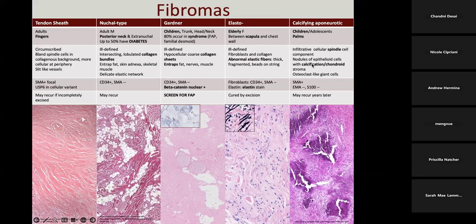Calcifying aponeurotic fibroma is this kind of granuloma appearing lesion in the distal extremities, palms of kids. It has this central calcifying or sort of chondroid matrix with peripheral histiocytes and or giant cells at the periphery, but it kind of looks like a granuloma, but the center is this calcified grungy debris.